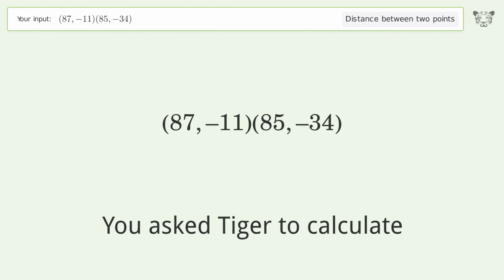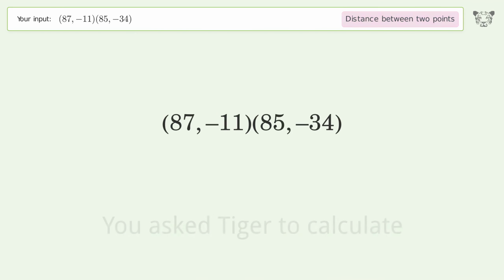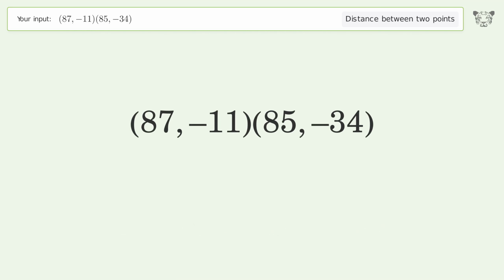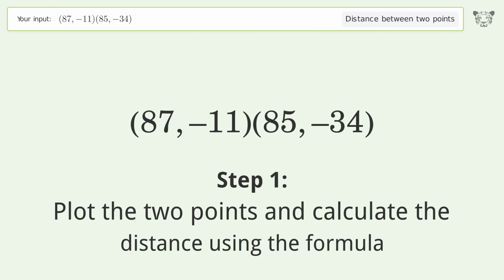You ask Tiger to calculate. This deals with the distance between 2 points. The distance between the 2 points is the square root of 533, or 23.087. Let's solve it step by step. Plot the 2 points and calculate the distance using the formula.